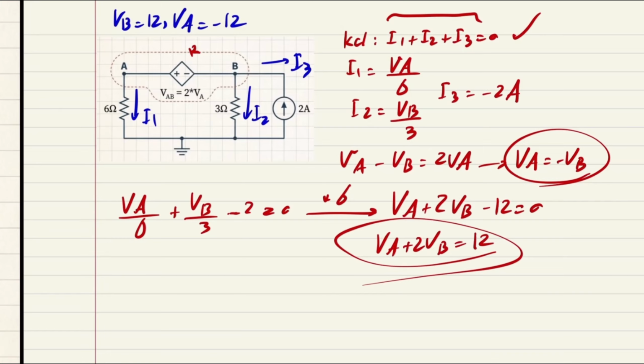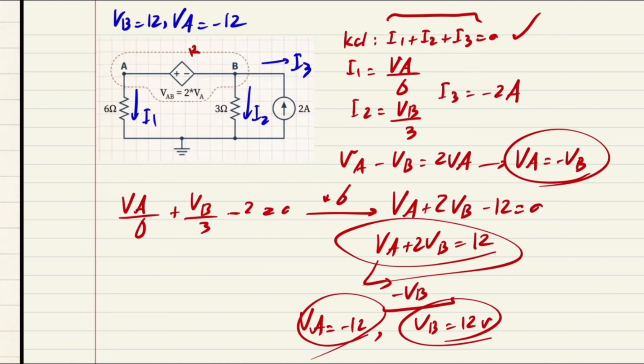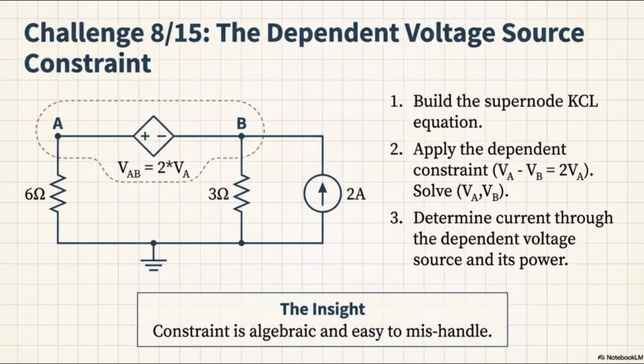So right now I know VA equals negative VB, so I can write it down as negative VB plus 2VB equals what? Equals VB, and I do have it as 12 volts, and also VA equals negative 12 volts. As simple as that. So what is the part of the question? The question just mentioned that consider this one as one of your equations. We did use that and determine the current through the dependent voltage source and its power.